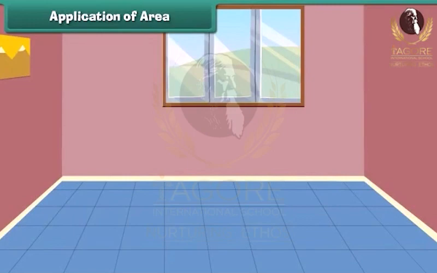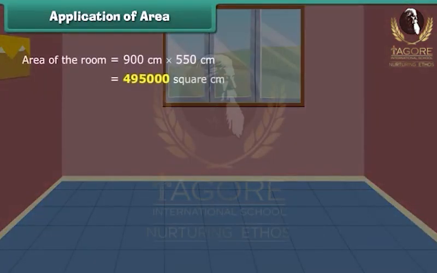Let us find the area of the room first. Area of the room is equal to the length multiplied by the width. It is equal to 4,95,000 square centimeters.